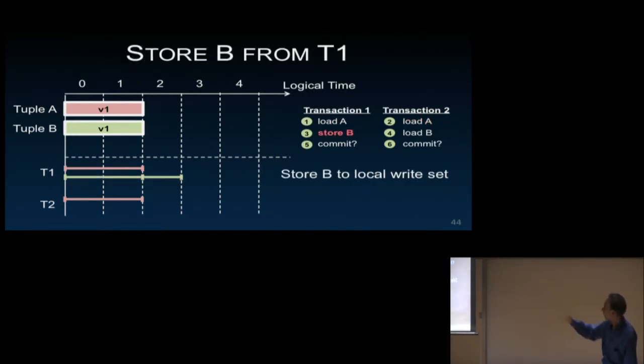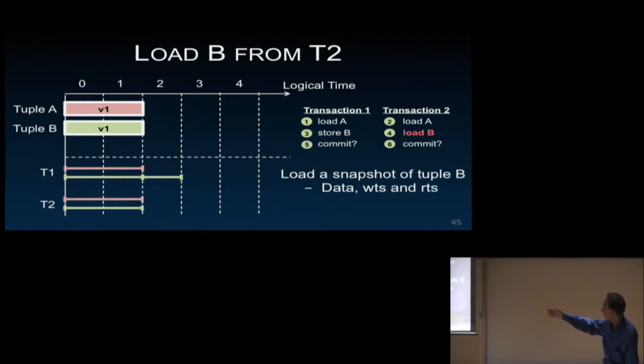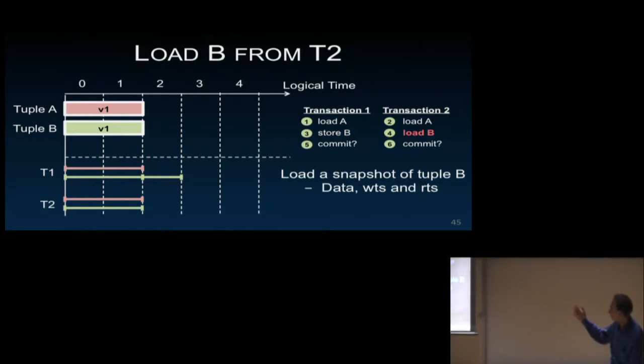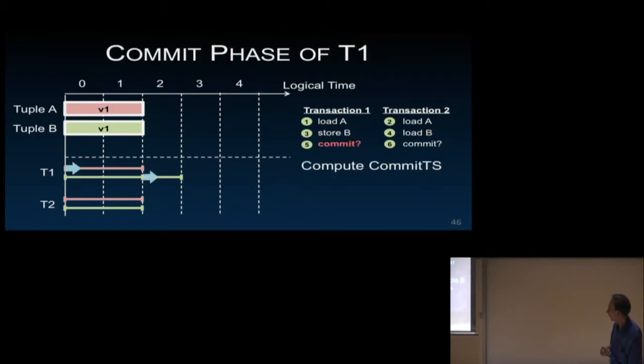Store B, well, what happens when you store is you have to store B to a local write set, which means that you have to create a new version of the data. So your RTS has to be incremented to that value. And then you load a snapshot of tuple B as well, right? So that's the same as before, nothing different.